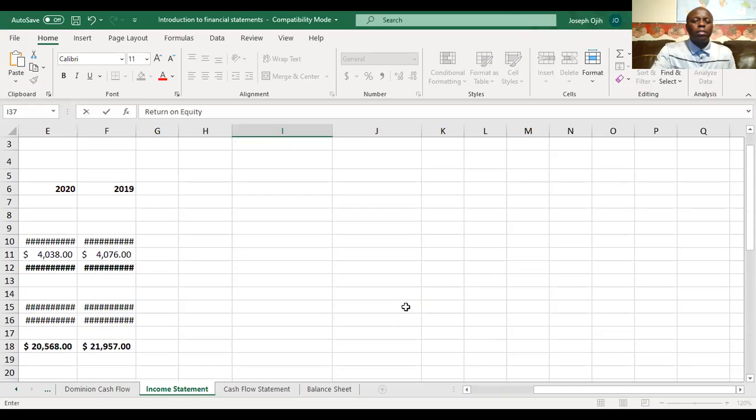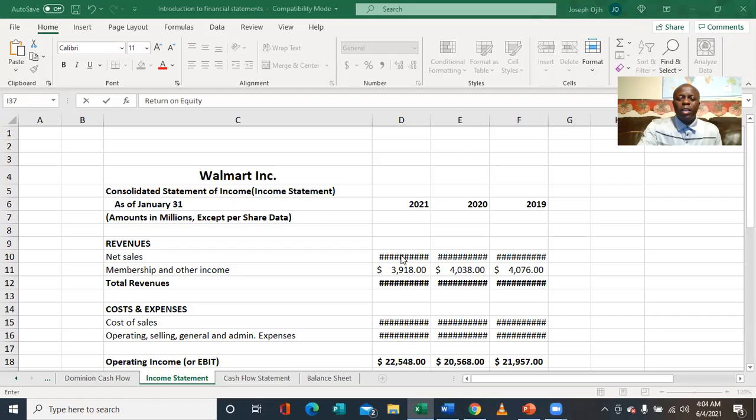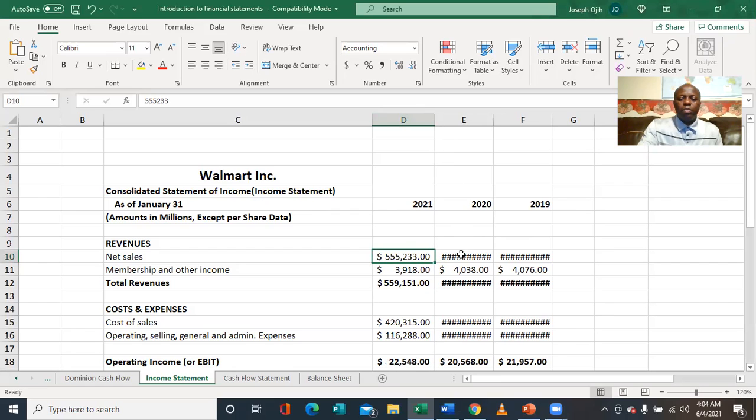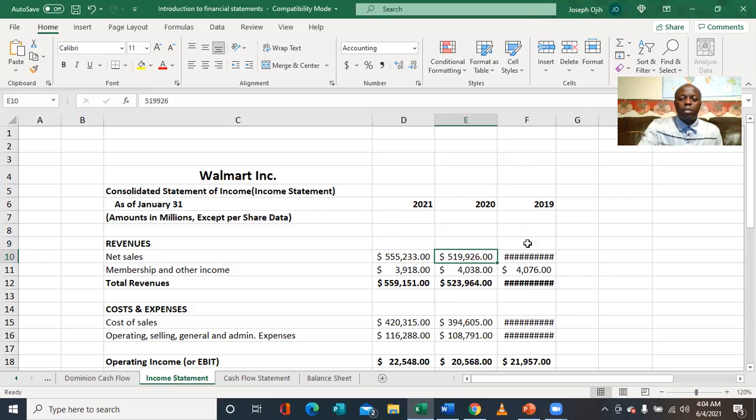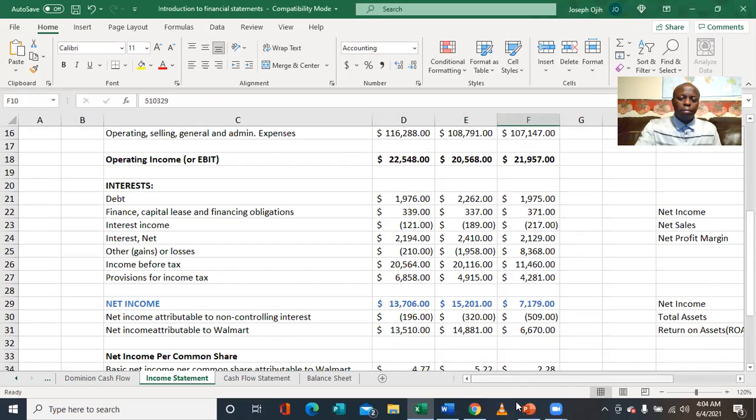This is the income statement for Walmart. Let me make sure you are seeing this. Yeah, okay, you are seeing it. These numbers are like this because of the space, so I'm going to make the space a little bit bigger so you can see the numbers. Okay, now we're ready.